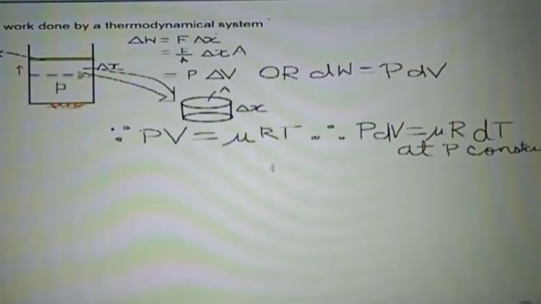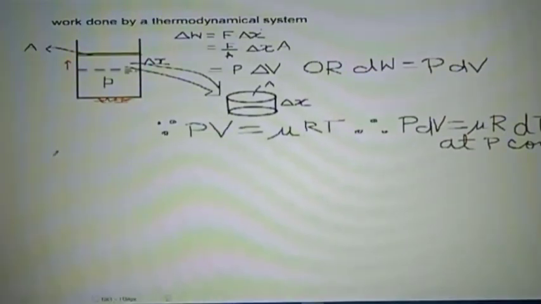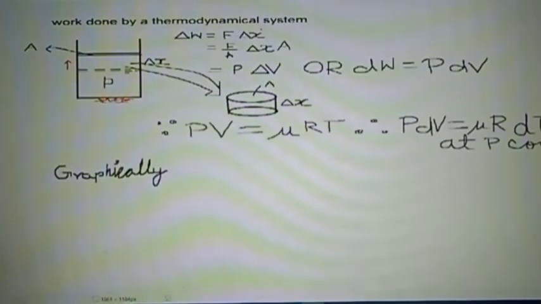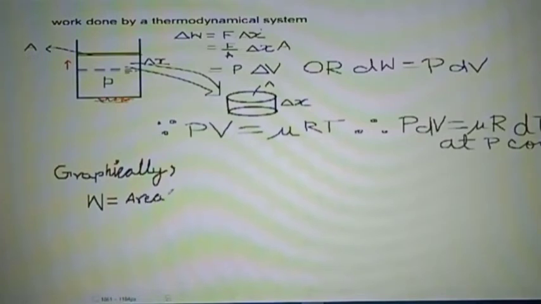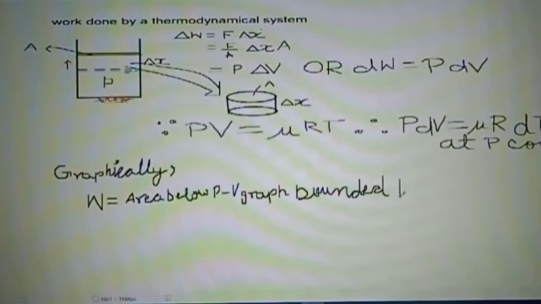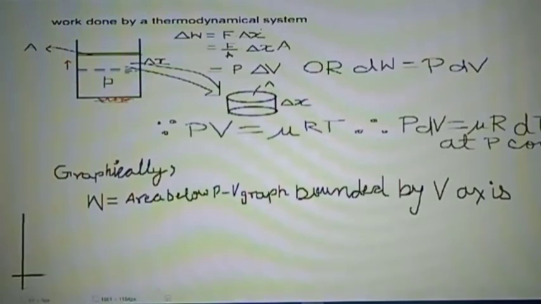Other than that, graphically this work done can be represented by the area below the PV graph, but not directly. As we can write a PV graph, in that, it must be bounded with the volume axis. So, I'll give you a few examples of those PV graphs.